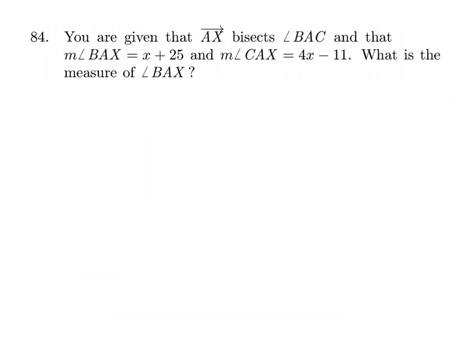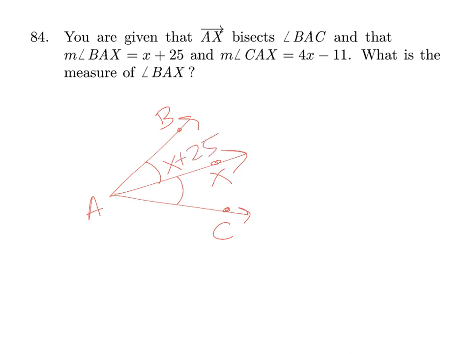Next problem, you're given AX bisects BAC. Alright, so I have angle BAC, and AX bisects the angle. So these two angles are the same. BAX is x plus 25, and CAX is 4x minus 11. What is the measure of BAX?